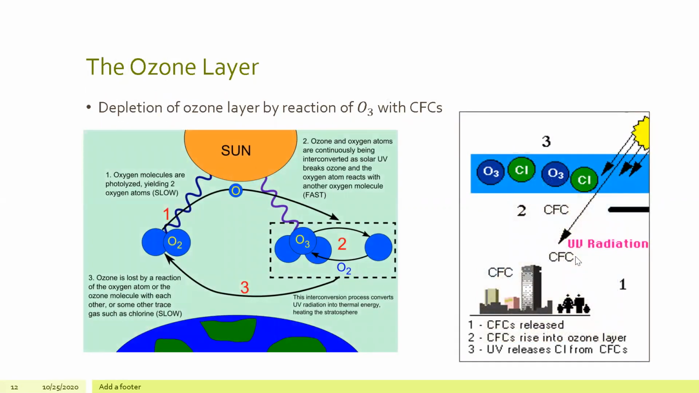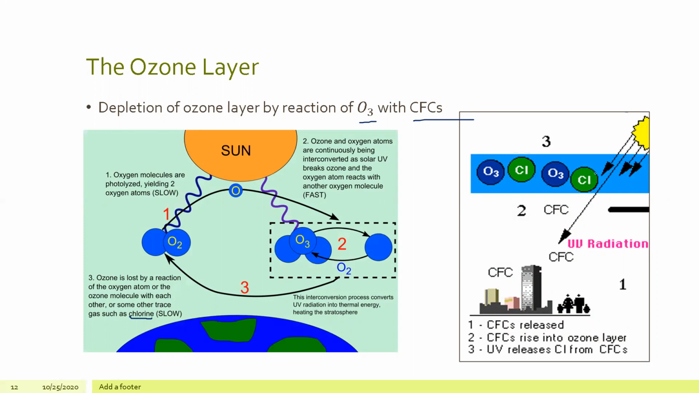Next, we have the depletion of the ozone layer. So how is it depleting? By the reaction of ozone with chlorofluorocarbons. So let's have a look at that. Here you can see how these ozone molecules are forming by the interconversion of oxygen atoms and ozone atoms. And when they combine with chlorine, then those ozone molecules are destroyed, and that's causing depletion of the ozone layer. So what's happening?